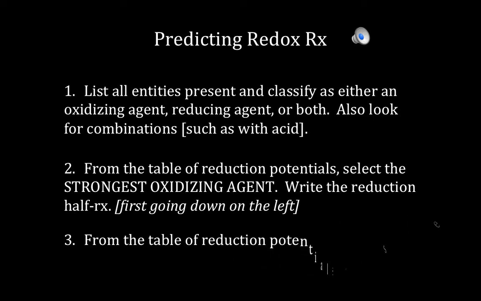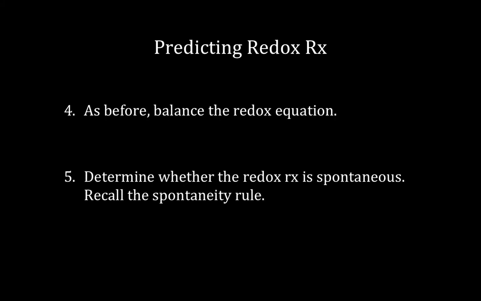Figure out what the strongest oxidizing agent is. Figure out the strongest reducing agent. Write down their half reactions. Come up with a redox equation. Come up with a voltage, or from the position, figure out if they're spontaneous or non-spontaneous.